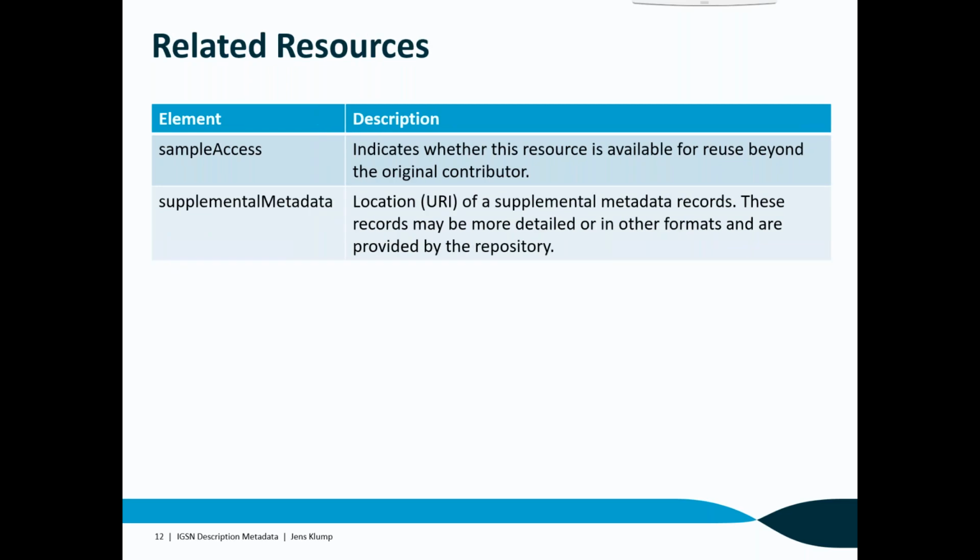And then in the related resources, we look at the sample access. This indicates whether this resource is available for reuse beyond the original contributor, because one of the motivations of the IGSN is to enable reuse of samples. This is not always the case. Sometimes samples cannot be given away for whatever reasons, but this should be known. And there might be more rich metadata available at some other location, and this can be given in the supplemental metadata element.